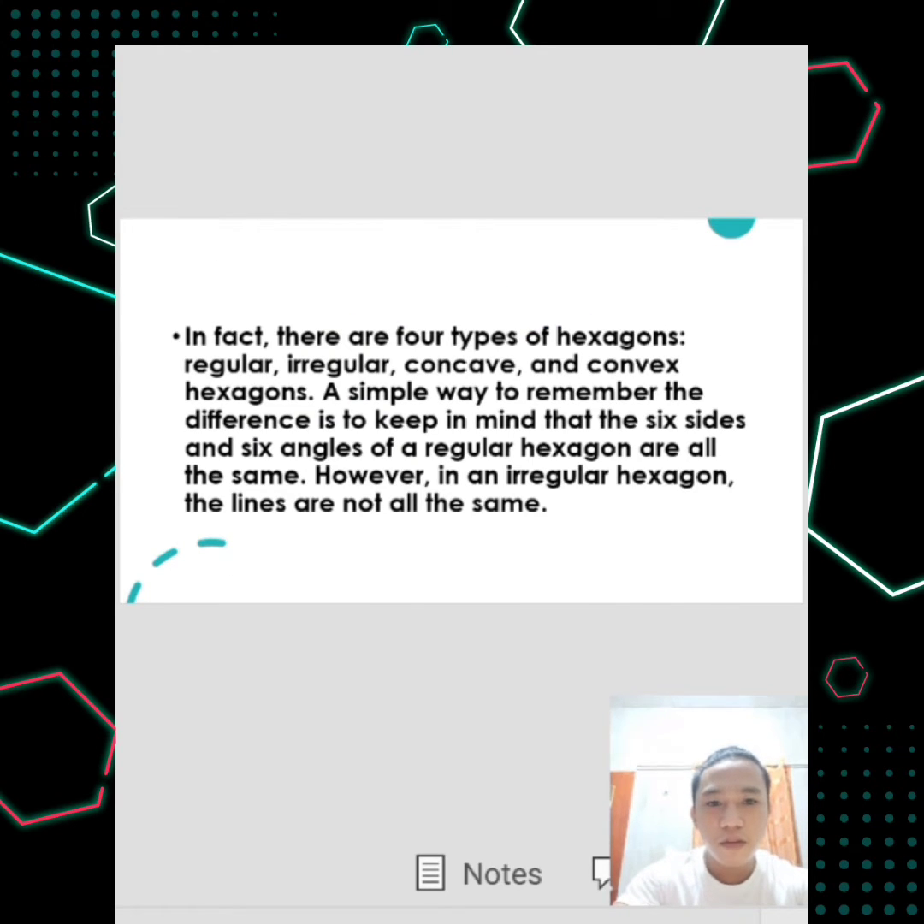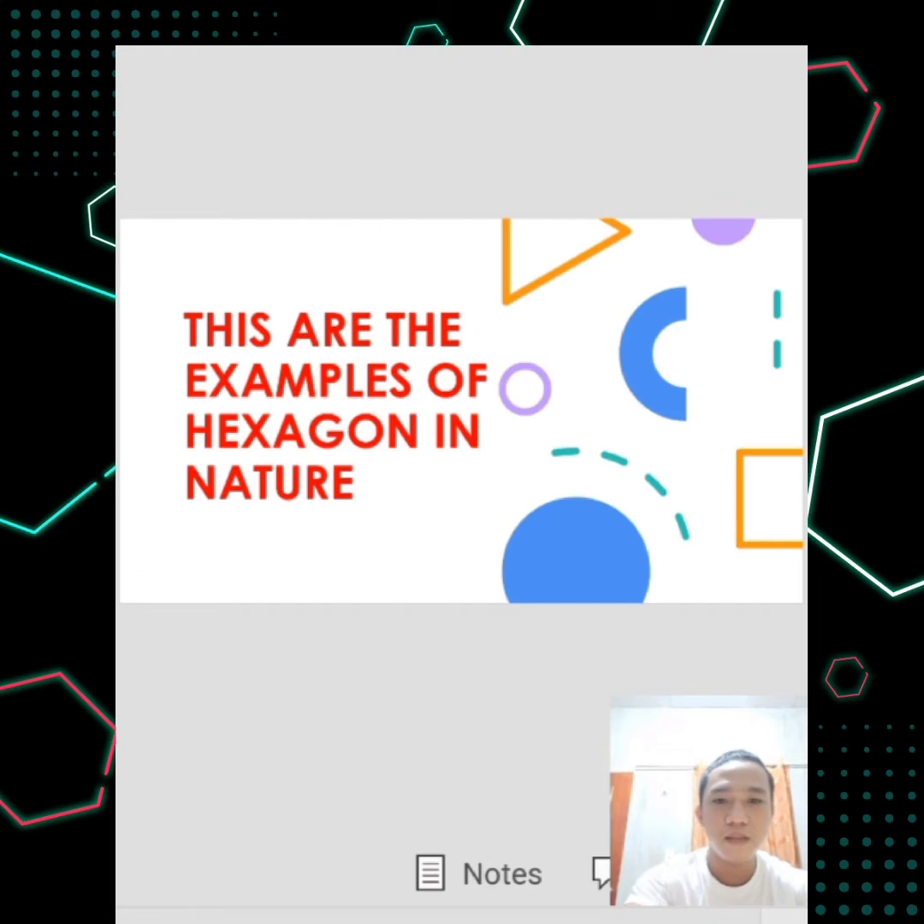In fact, there are types of hexagons: the regular, concave, and convex hexagons. A simple way to remember the difference is to keep in mind that the 6 sides and 6 angles in a regular hexagon are all the same. However, in an irregular hexagon, the lines are not all the same. So these are the examples of hexagons in nature.